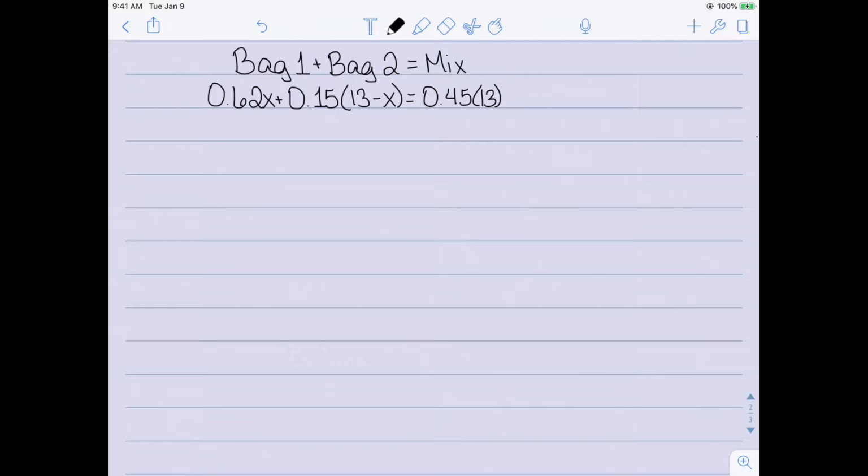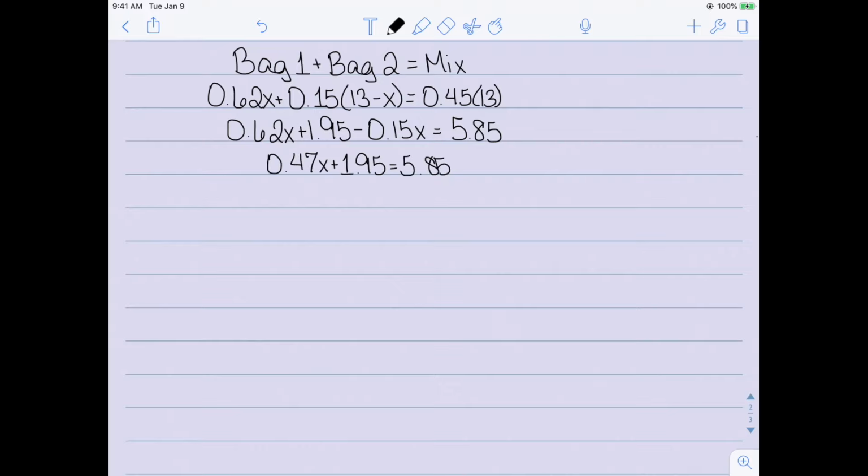So we can start solving. Let's start by distributing and getting rid of our parentheses. That gives us 0.62x plus 1.95 minus 0.015x is equal to 5.85. We can then combine like terms on the left-hand side. That then gives us 0.47x plus 1.95 is equal to 5.85.